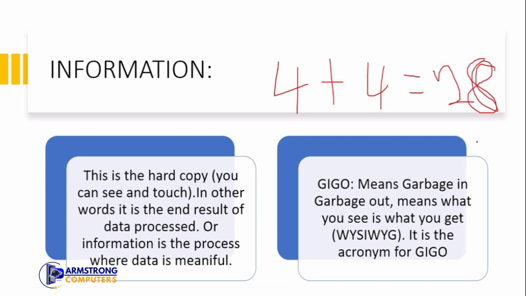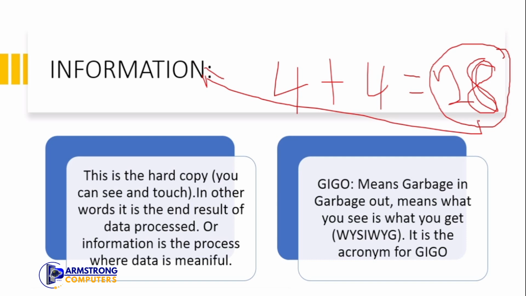28. This means that although the computer goes ahead and processes the 4 and 4, the end result, which is the 28, is not information, so it is classified as data. So basically that is just that.